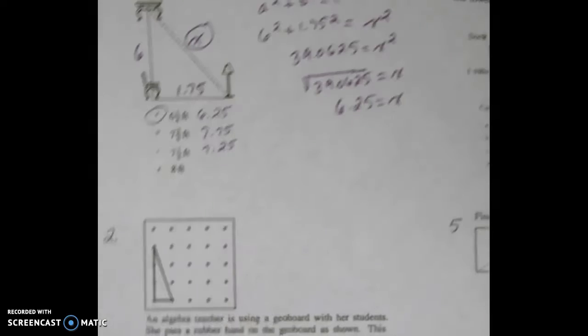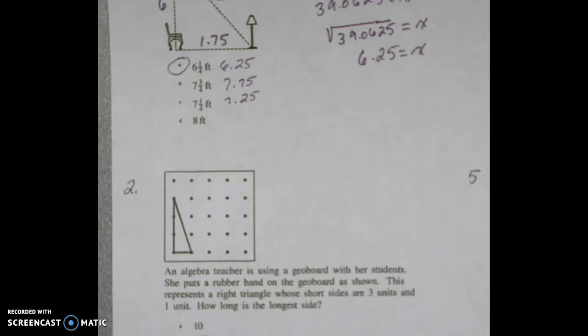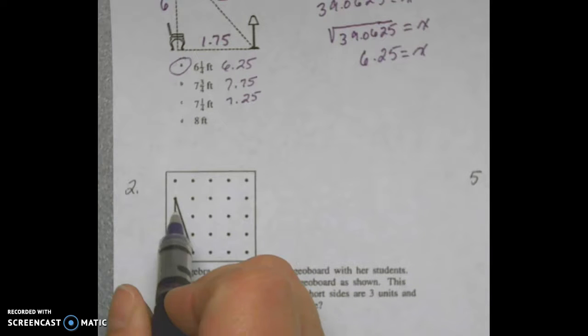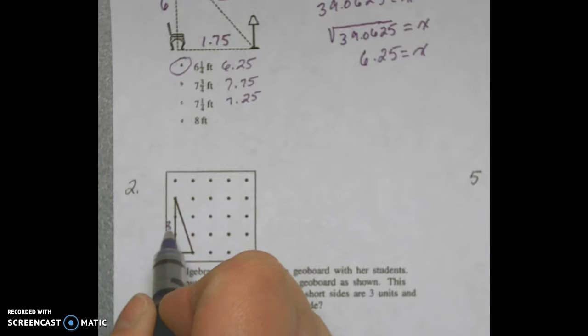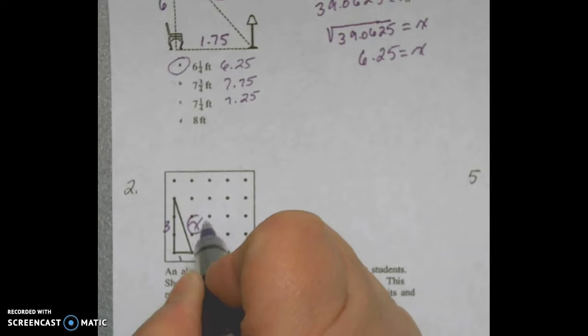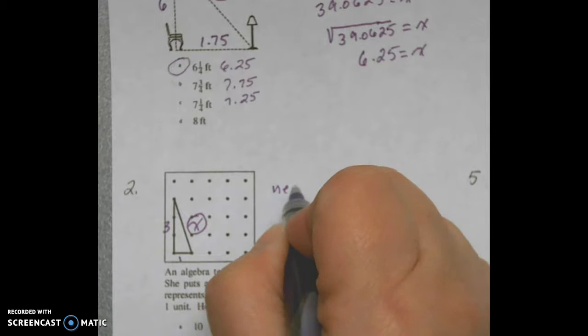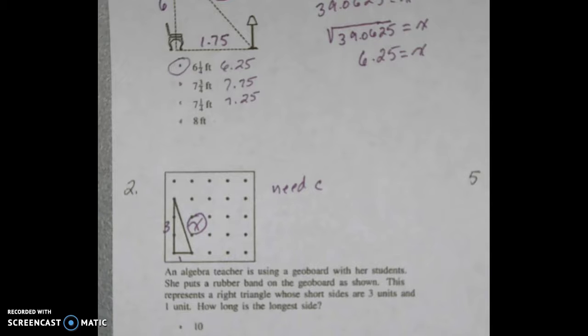If I look at question number 2, an algebra teacher is using a geoboard with her students. She puts the rubber band on the geoboard as shown. This represents a right triangle whose short sides are 3 units and 1 unit. How long is the longest side? So if I'm counting along this right triangle, I've got 1, 2, 3 units here, 1 unit here. I'm looking for my x. Since I'm looking for my longest side, I need C. You can work this problem just like problem number 1.